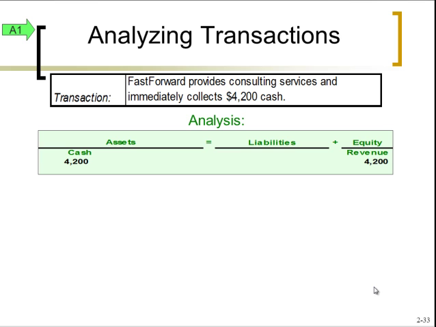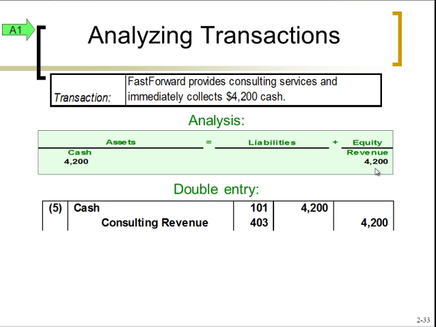So another example. Fast Forward provides consulting services and immediately collects $4,200 cash. So we're increasing cash for $4,200. We're increasing equity for $4,200. We're still in balance. And by the way, we increased equity by increasing revenue.